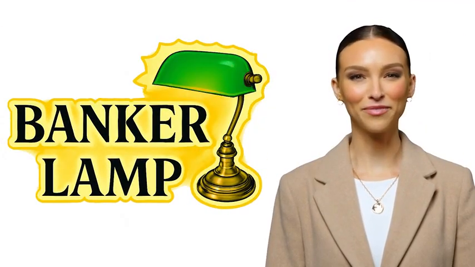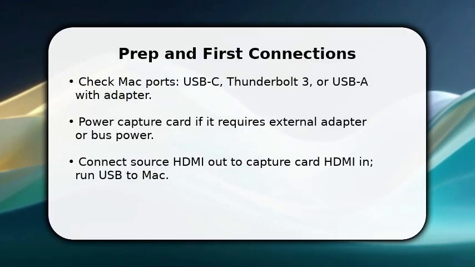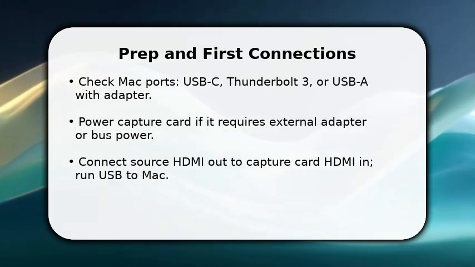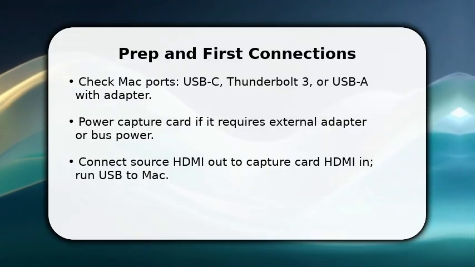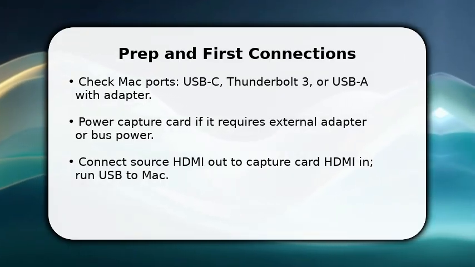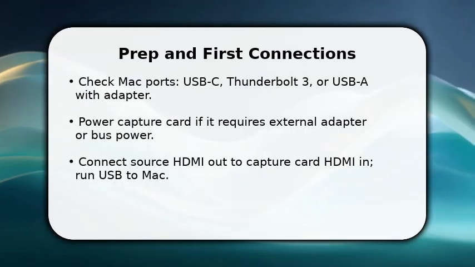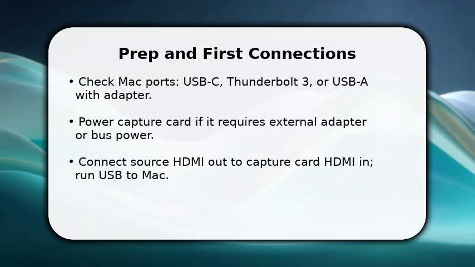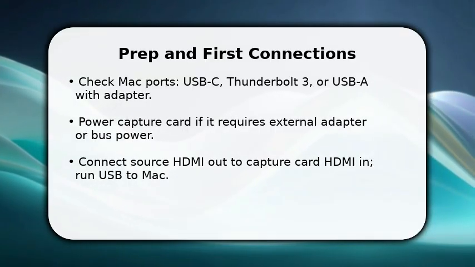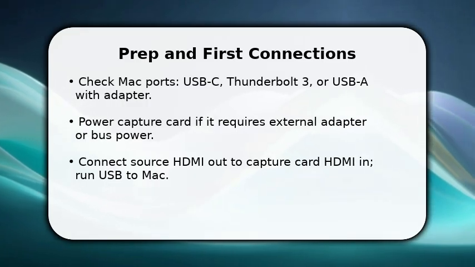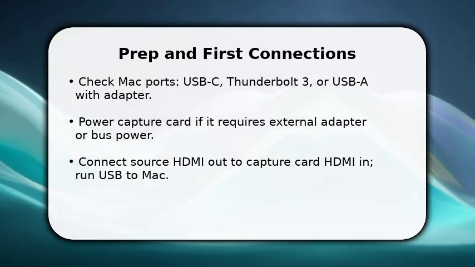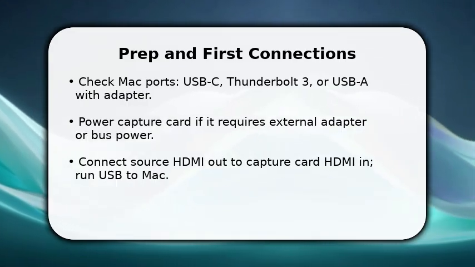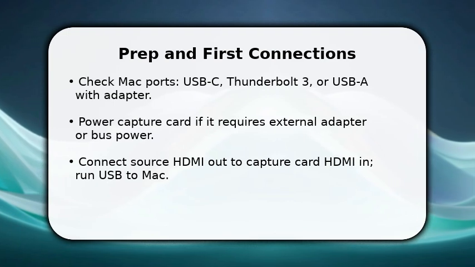Please enjoy the video. You start by confirming ports and power so the hardware talks to your Mac. Plug HDMI from your camera or console into the capture card's input, then connect the card's USB-C or adapter cable to your Mac. If the card needs external power, attach that now. This prevents intermittent disconnects. Once done, open System Settings to allow any new device. You're acting fast. Physical connection first, permissions next, so the computer recognizes the captured device before moving to software.